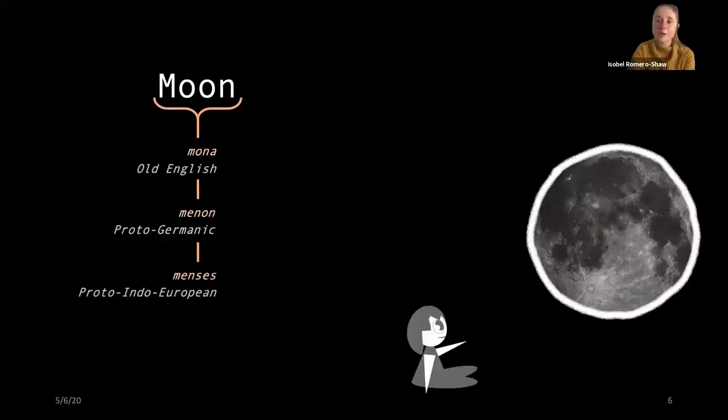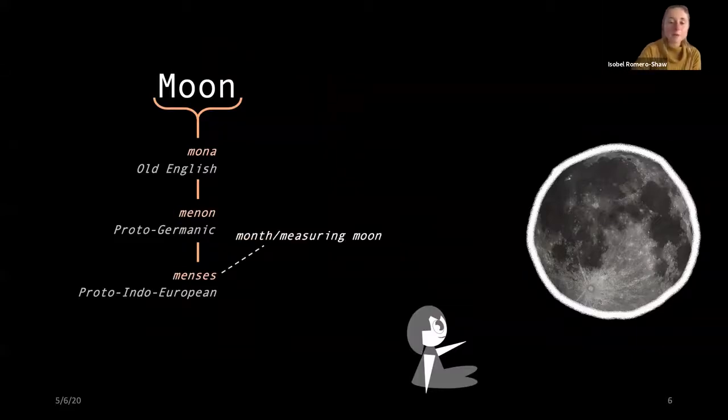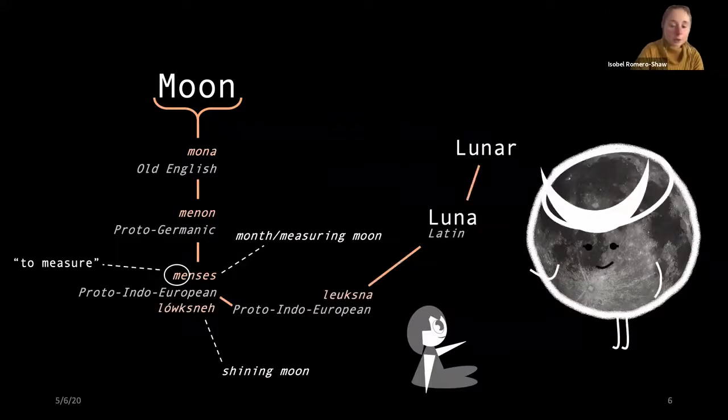Another of our neighbors that we noticed pretty early on was the moon. Our word for the moon stems from a Proto-Indo-European word that meant month, as well as the measuring moon. So it was the moon that measured the length of the month. In fact, the very word measure is linked to this word for the moon. Another Proto-Indo-European word was used for the shining moon, which evolved into the Latin luna, which was the name of the Roman moon goddess, who was the sister of Sol Invictus. So this word luna is the root of many of the words that we use to talk about things relating to the moon, like the lunar eclipse, for example.